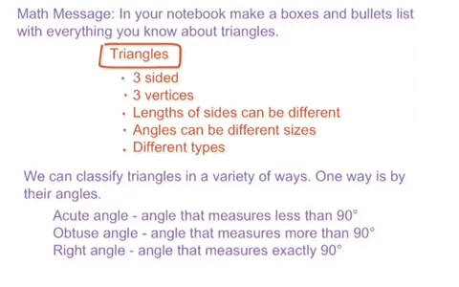The vertices are the corners, so if I was going to draw the triangle, I would know these are the vertices, right? We know that the lengths of the sides can be different. We know that angles can be different sizes. And we know that there are different types of triangles. So any of these things you don't have written down, add to your list, and then maybe in class you can tell me some other things that you have written.